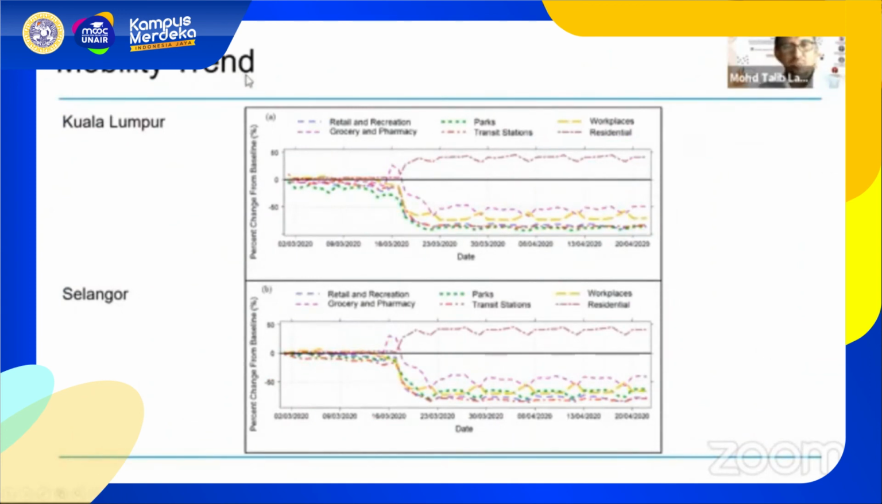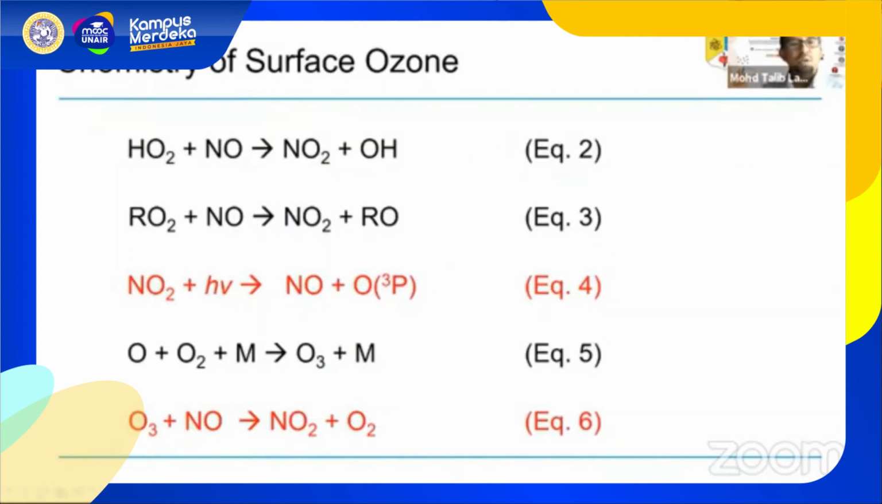We got this from Google. When we published, the reviewers asked us how we could prove the number of vehicles. We don't have the number of vehicles, so we show the level of mobility. The area that had high mobility during lockdown was only residential areas. The other areas, even parks and so on, show very significantly reduced mobility. Why is ozone actually not reduced?